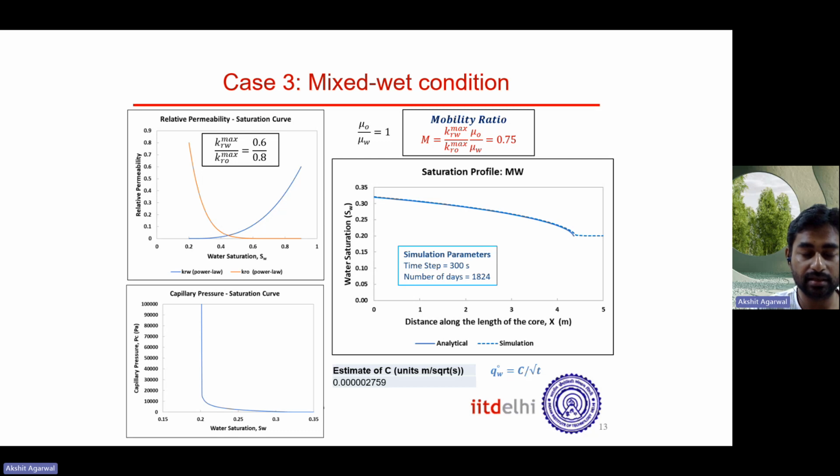Based on these three results, we can say that our simulator is validated for performing the spontaneous imbibition simulations and to capture the process efficiently.